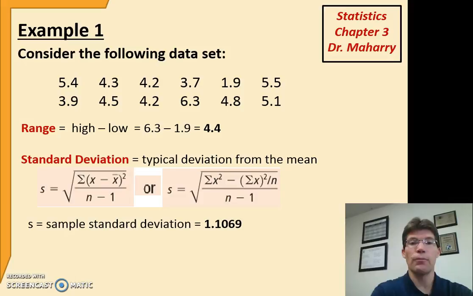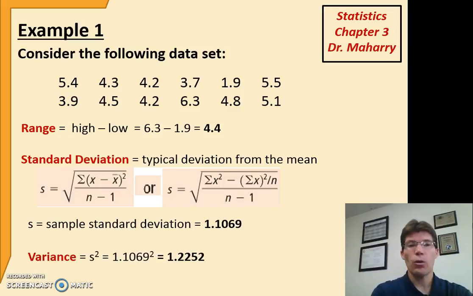So in this example, if we plug all this in, we get 1.1069. And so I would encourage you again to learn how to use the stat functions on your calculator. Once you have the standard deviation, the variance is simply that number squared. So in this case, 1.1069 squared would give you the variance.